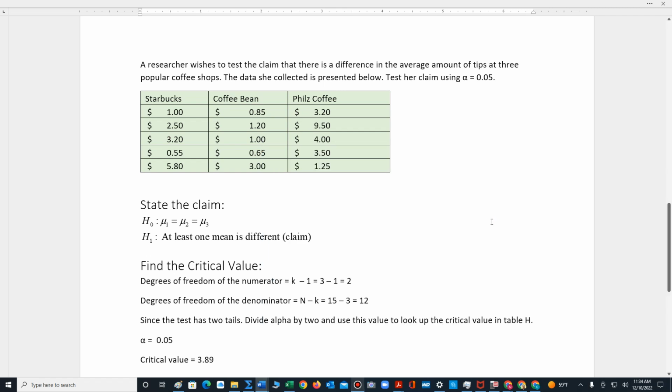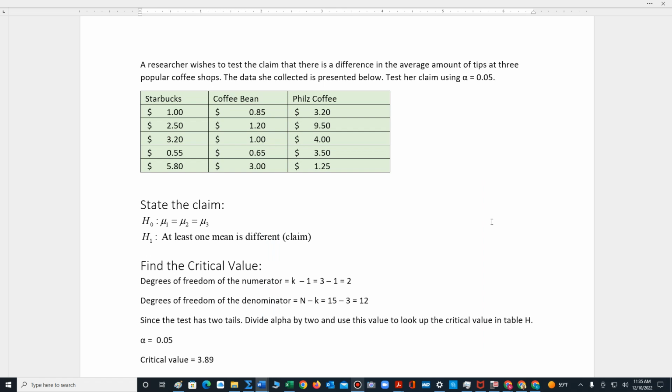Hi, in this video I will demonstrate how to perform one-way analysis of variance, also known as ANOVA. This test is used to test the difference between three or more means. In this problem we have the following information.